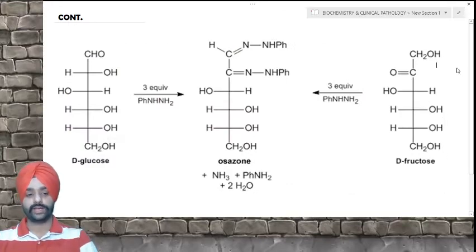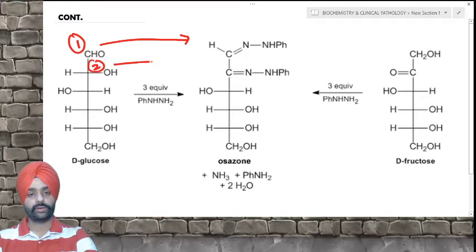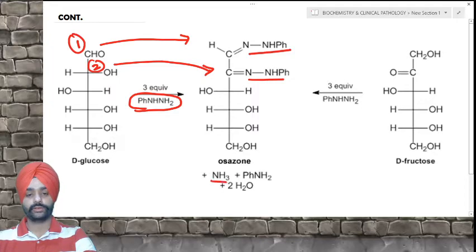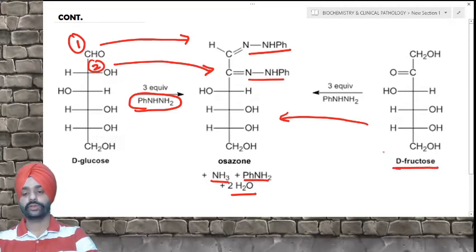Here you can see in the reaction, the first carbon atom and the second carbon atom are the only ones involved in the reaction. Phenylhydrazine is attached at the first carbon, then at the second carbon, and also releases ammonia, aniline and water. Fructose also undergoes a similar reaction in which the osazone of the corresponding monosaccharide fructose is formed.